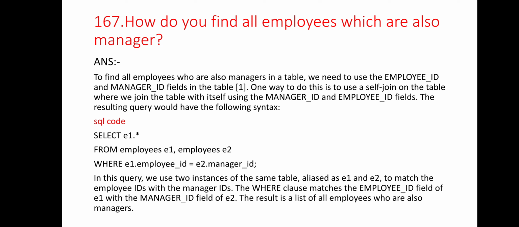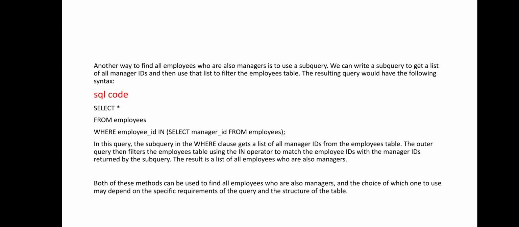SELECT e1.* FROM employees e1, employees e2 WHERE e1.employee_id = e2.manager_id. In this query, we use two instances of the same table aliased as e1 and e2 to match the employee IDs with the manager IDs. The WHERE clause matches the employee ID field of e1 with the manager ID field of e2. The result is a list of all employees who are also managers.